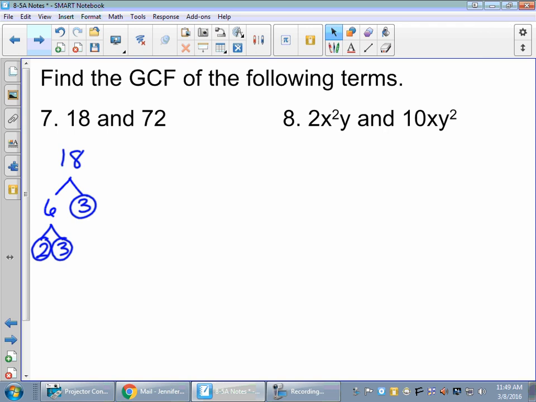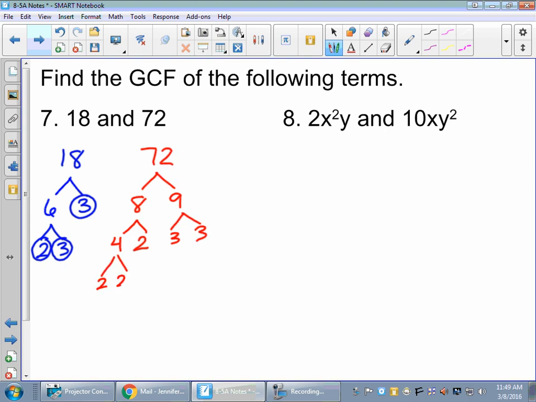Let's do the same thing with 72. So I'm going to take 72. I know 8 times 9 is 72. 8 becomes 4 times 2. 9 becomes 3 times 3. 4 becomes 2 times 2. So I have 2 times 2 times 2 times 3 times 3. So now what I can do is look for all the common ones.